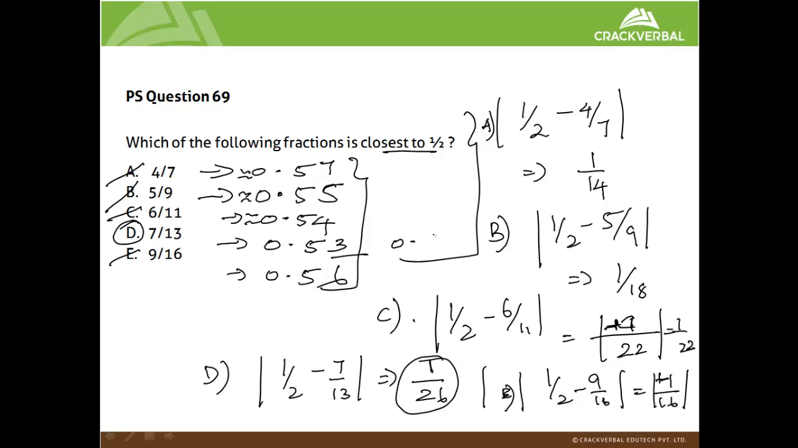Half is 0.5, so the closest has to be definitely answer choice D, because it gives you a distance of 0.03. All the others are a little bit farther than 0.5. Answer has to be D here.